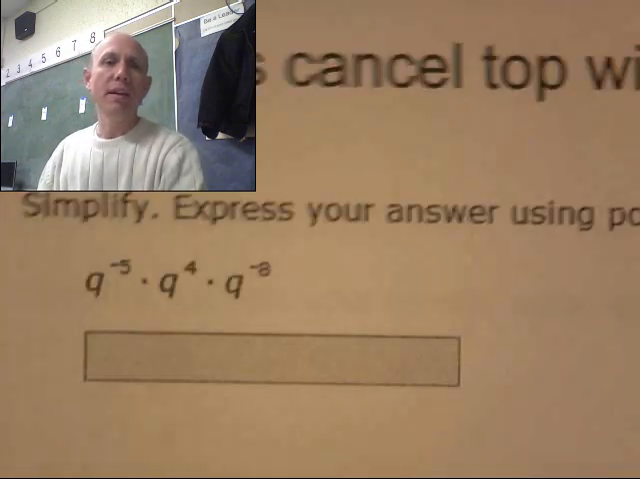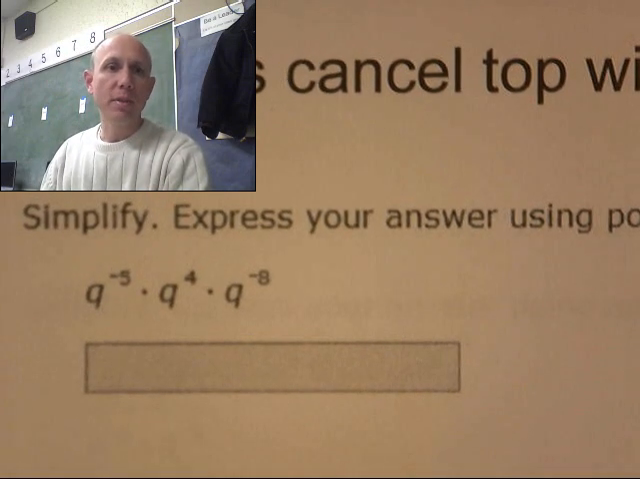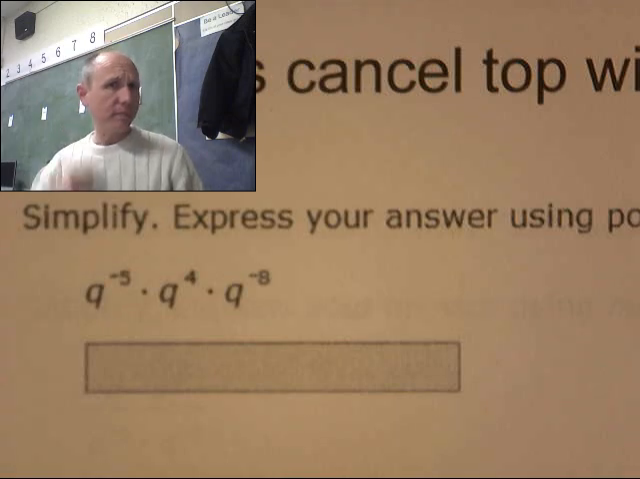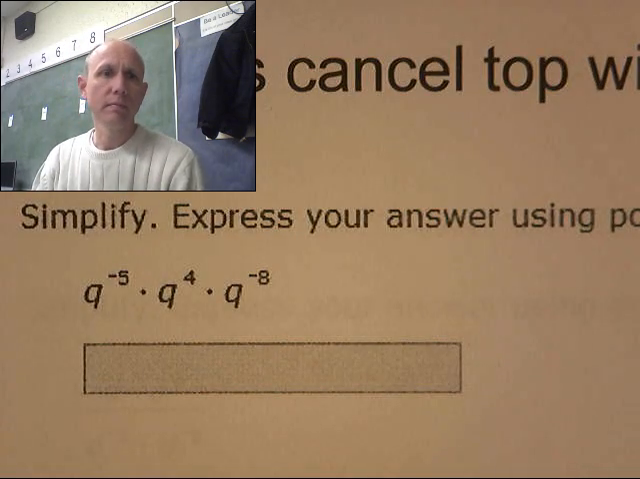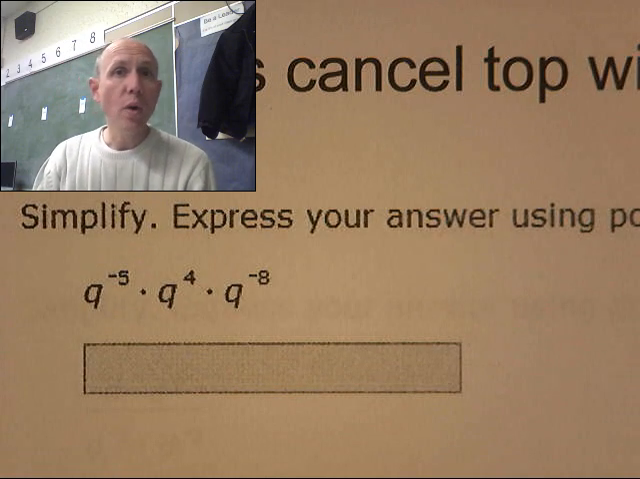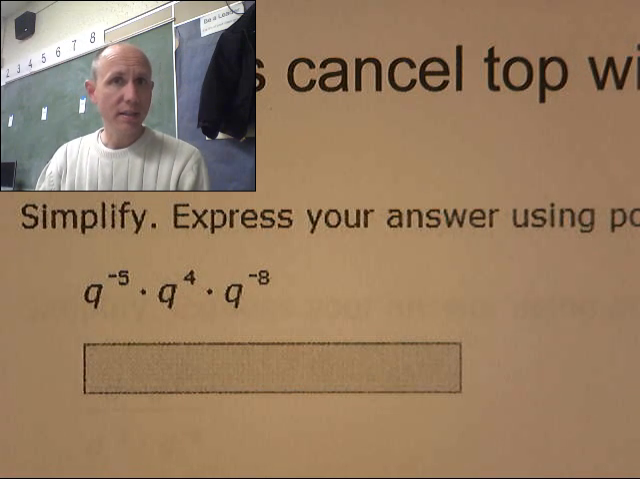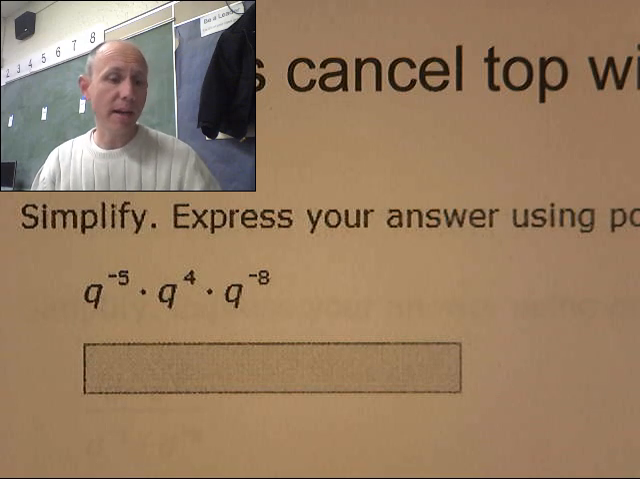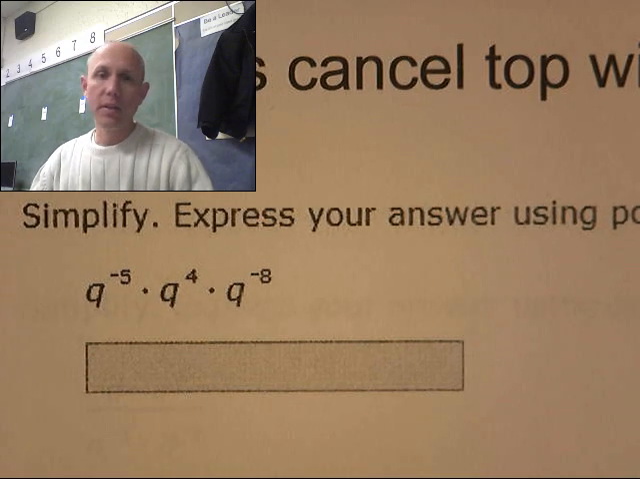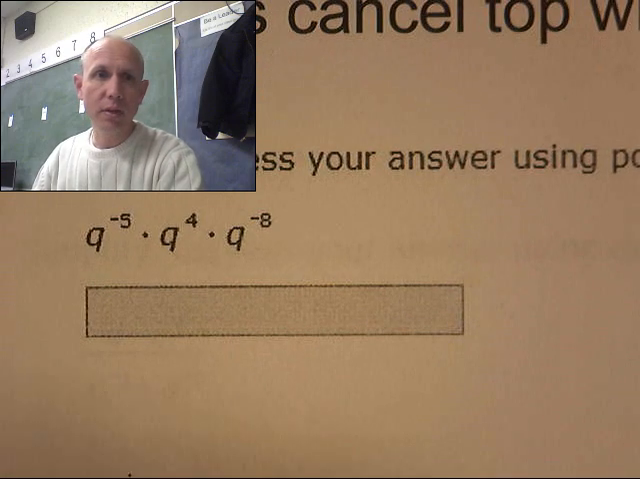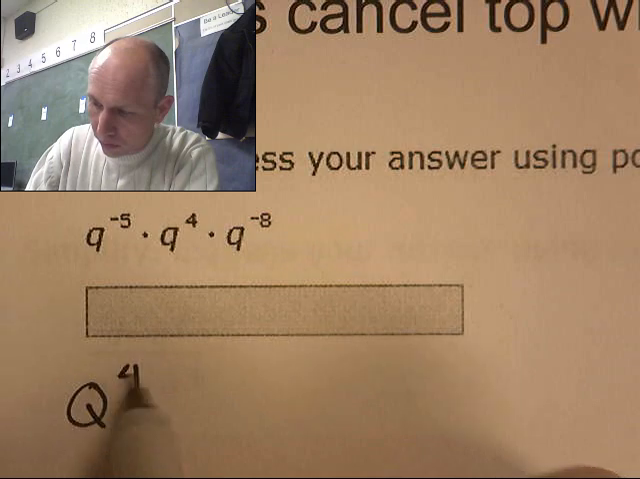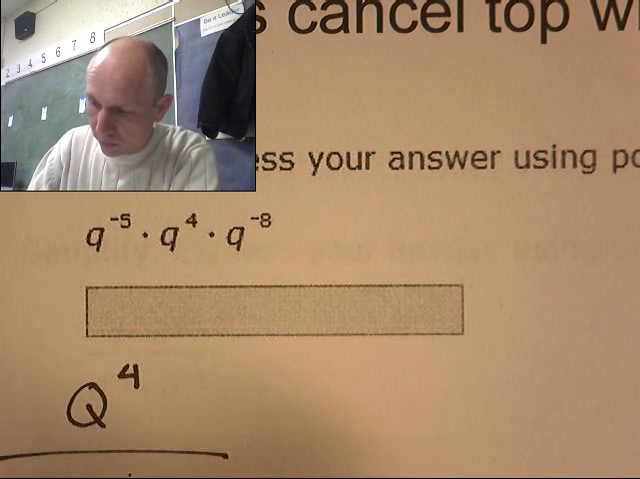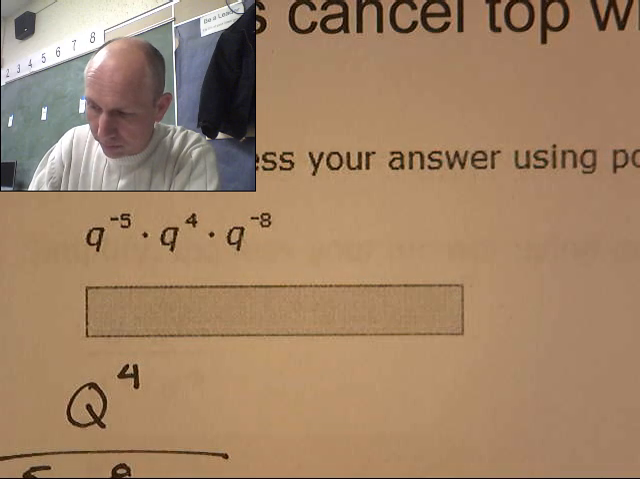There's our first one. Now, we have a couple of options on this. Do you see those tickets? If you want, you can use up the tickets right away and then cancel the top with the bottom. I'm going to do this problem two ways. So let's use up these tickets. So isn't this really q to the fourth over q to the fifth, q to the eighth?